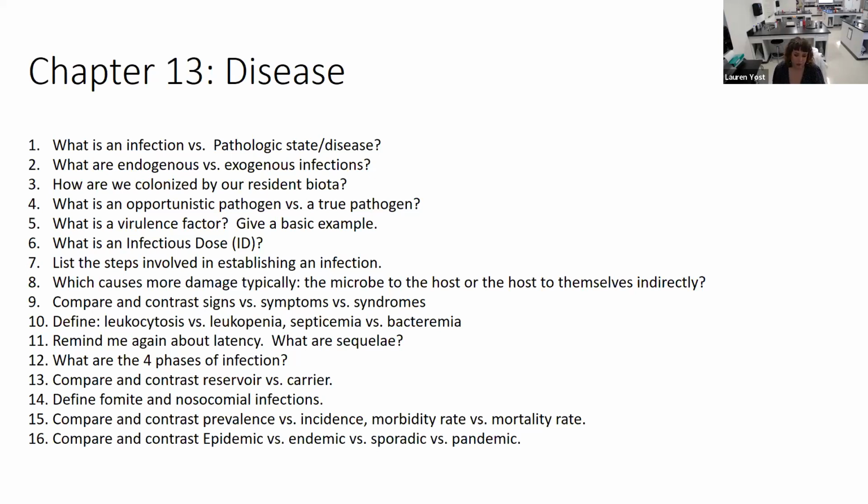Sporadic would be referring to random outbreaks. You keep hearing me talk about rabies. Those are sporadic outbreaks, right? Within the human population, it's very sporadic. And then we have pandemic, which is referring to spread of disease across continents.